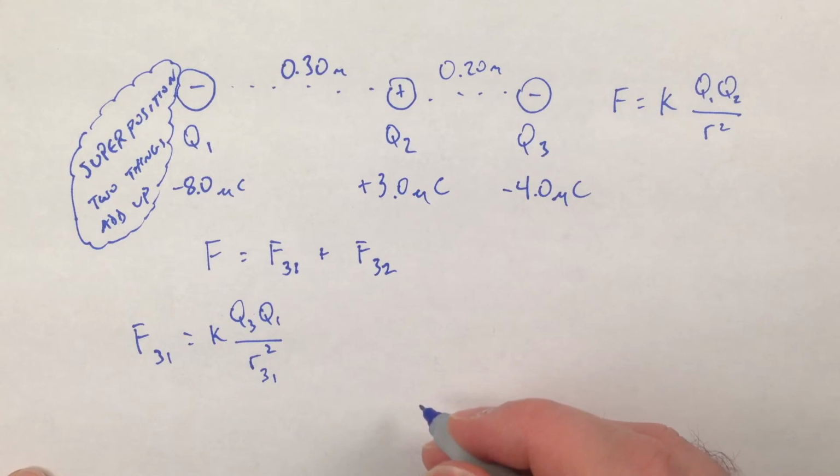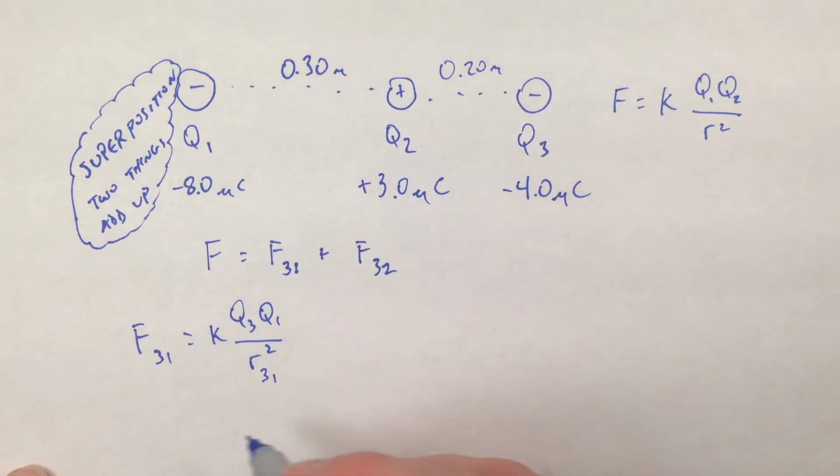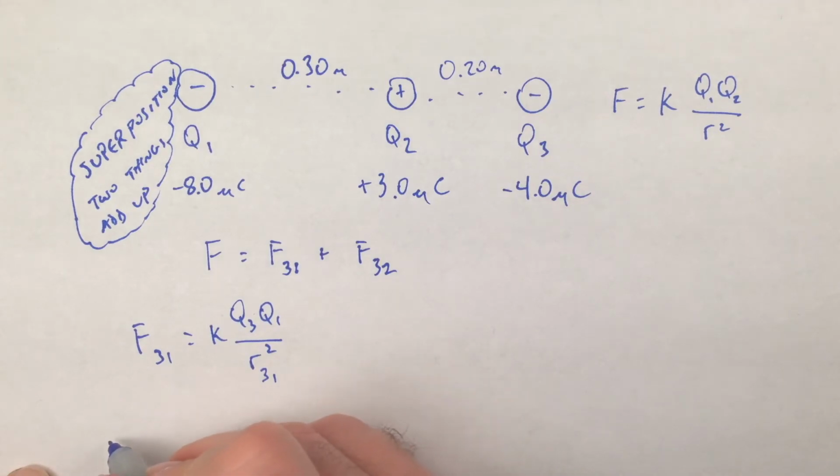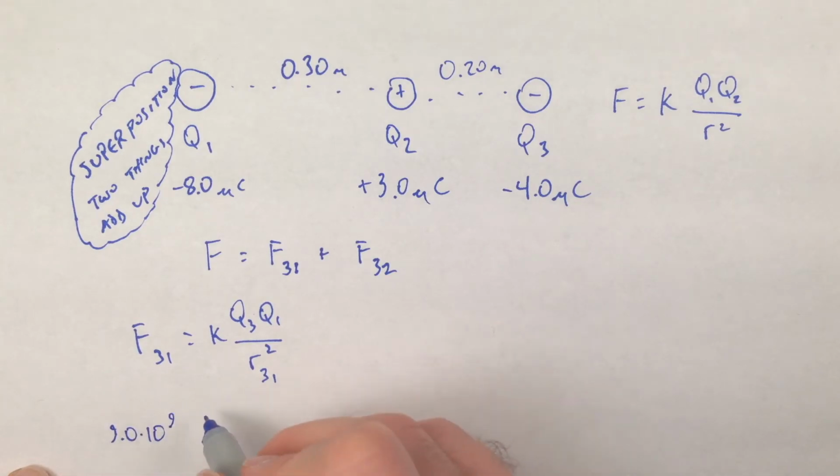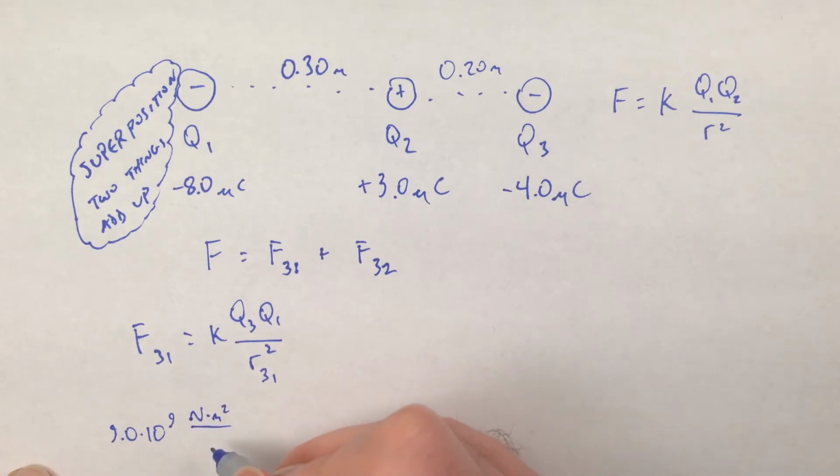Let's see. So K. Good, I just want to make sure that fits in. 9.0 times 10 to the 9th Newton meters squared over Coulomb squared. So there's K.